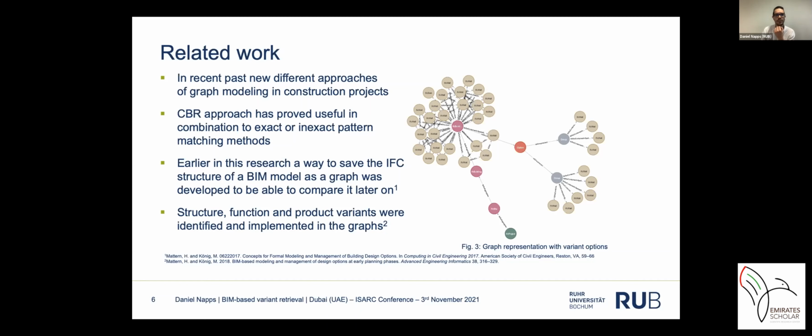Early in this research, a way to save the IFC structure of a BIM model as a graph was developed to be able to compare it later on, and structure, function, and product variants were identified and implemented. Therefore, I would like you to relate to the paper. For those who have no experience with the topic, I have included an image of a building as a graph on the right side so that you can imagine how a floor plan, for example, can look like with the edges and the nodes.